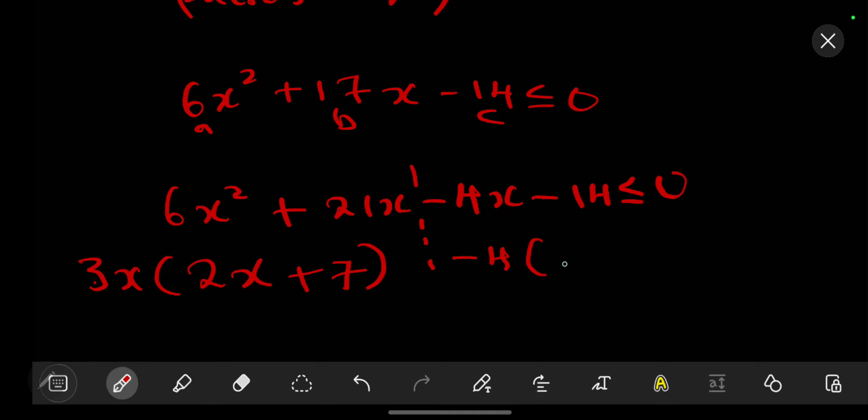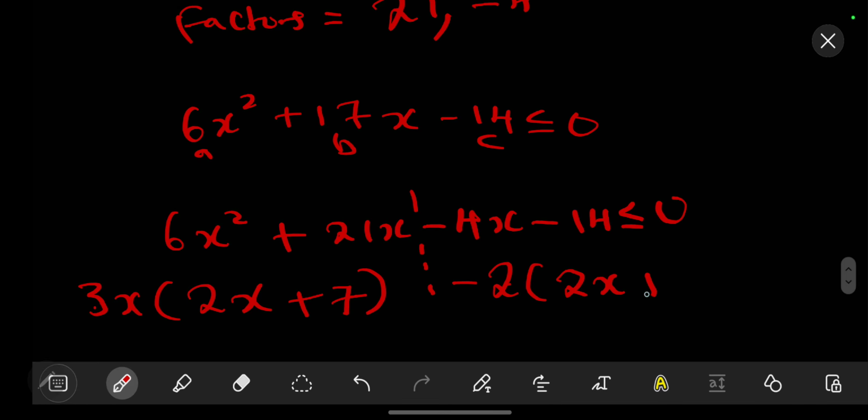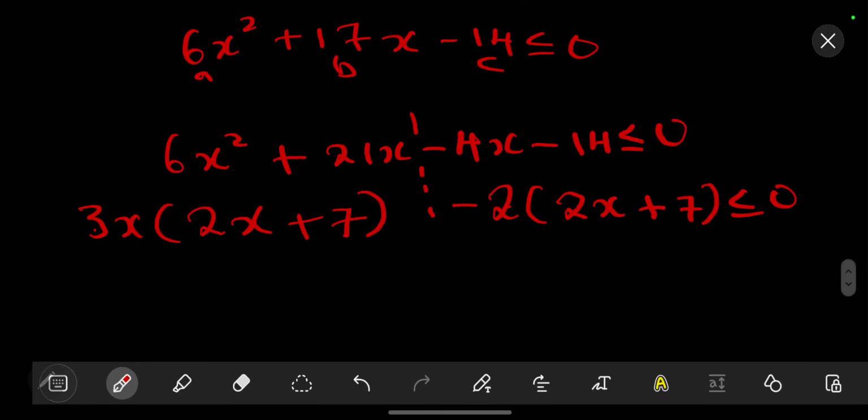It will be equal to, our 4 is not common. We are going to use a 2 is common, negative 2 for that matter. Negative 4 divided by negative 2 will give us a positive 2x, like that. Negative 14 divided by negative 2 will give us a plus 7, like that. So plus 7, then this should be less than or equal to 0, like that.